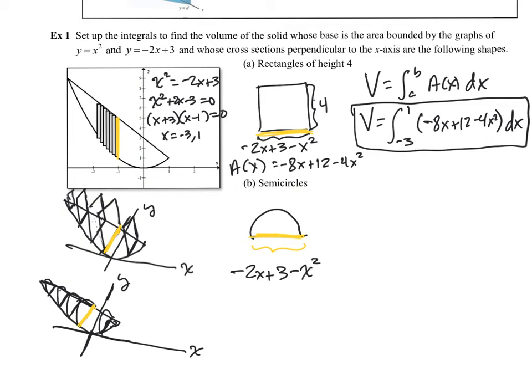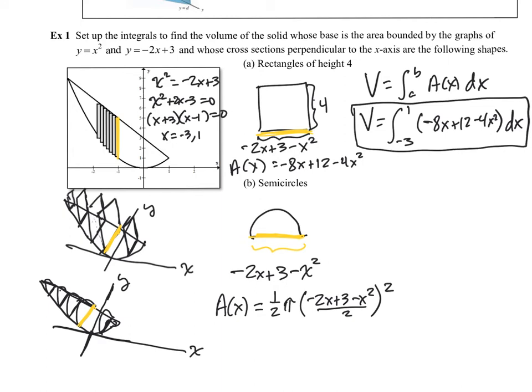Okay, so now to find the area of that semicircle. This is kind of like what you did with the pear example, because remember the cross sections of the pear were semicircles also. We're going to take half of the area of a circle. So that would be 1/2 times pi times the radius squared. Well, the radius is going to be half of this. Remember, this was the diameter from here all the way to here, so it's half of that. So that would be negative 2x plus 3 minus x squared all over 2. That's our radius, and then we need to square that, okay?